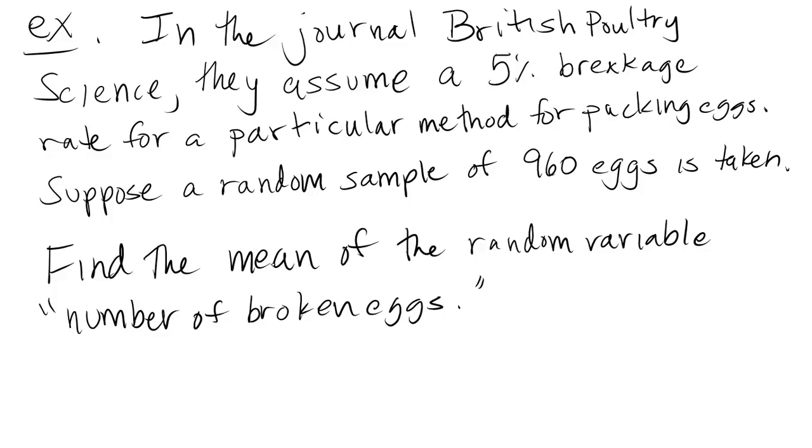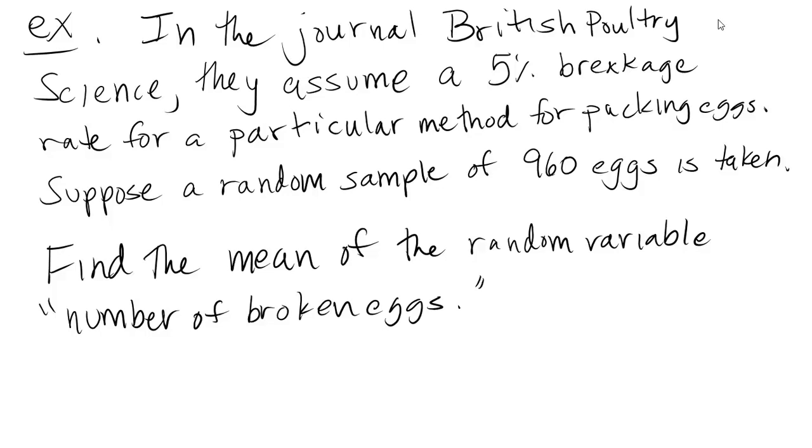Suppose I had said find the expected number of broken eggs. Remember that the mean of a random variable is just its expected value. So how many broken eggs would you expect to find? Well, if there are 960 eggs, and we assume a 5% breakage rate, I guess we would expect 5% of the 960 to be broken. So we would take 960 times 0.05 and get our estimate for the number of broken eggs. Let's see if that idea matches what the formula tells us to do.